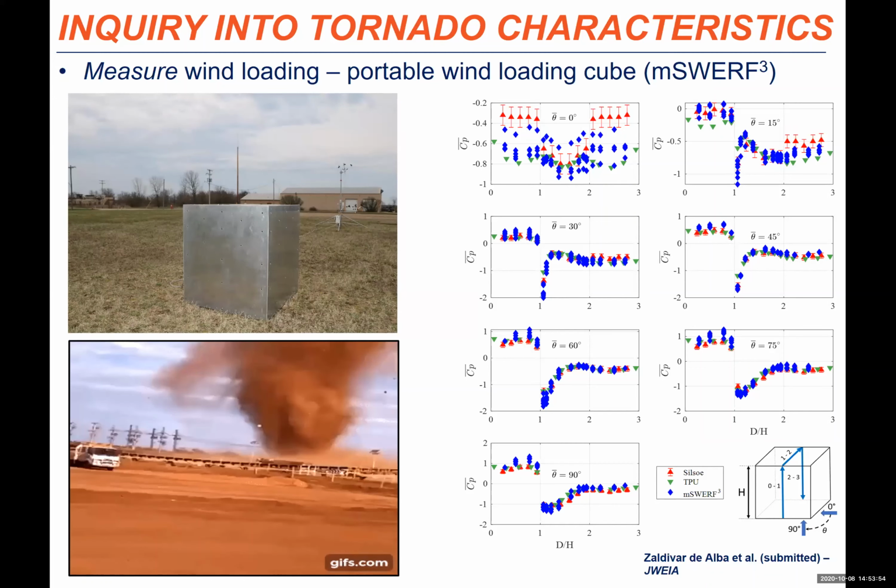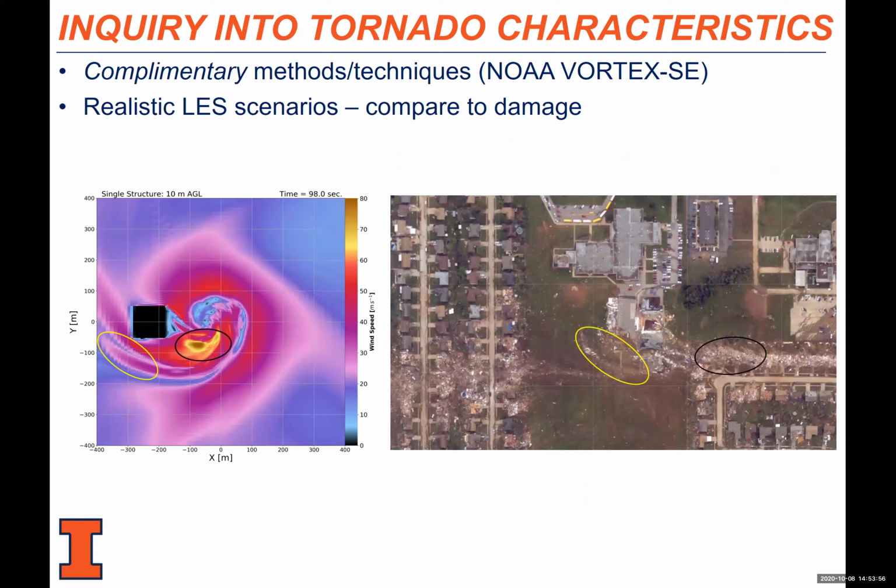In addition, we're also doing some complementary methods and techniques to some of the full-scale work with colleagues in projects in NOAA. For example, we're doing some realistic LES scenarios. Here you can see a tornado coming in contact with a large obstacle that remains mostly intact. You can think of it as a large building that doesn't get damaged. And you see a couple things. You see these wind speed streaks here on the bottom left. And then you see this really intense, large speed-up in the wake of this particular structure.